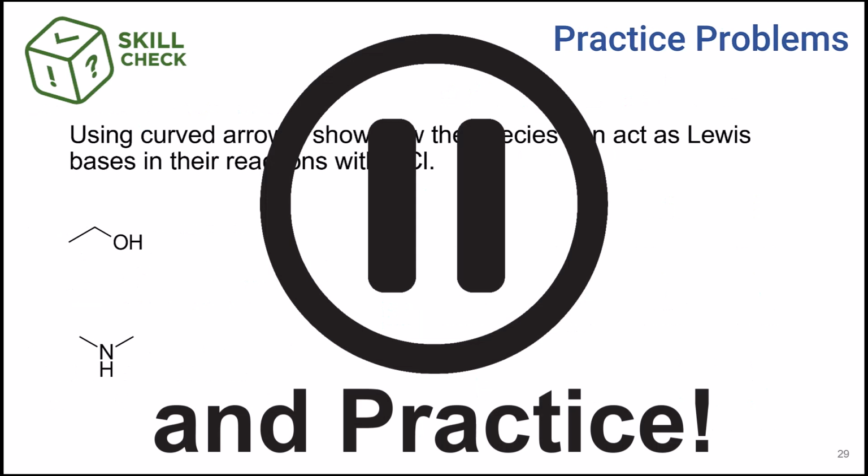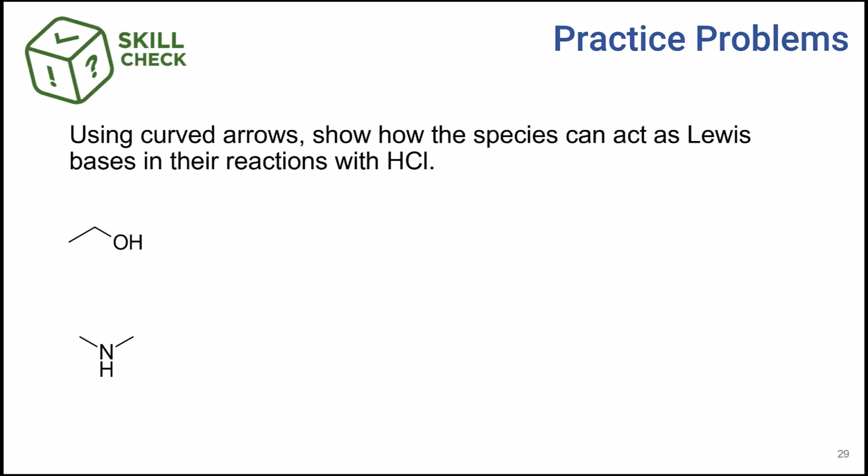So here, using the curved arrows, show how the species can act as a Lewis base in their reactions with HCl. So HCl is going to be acting as our Lewis acid, and the lone pair of electrons on oxygen is going to be the Lewis base. It's going to give its electrons to hydrogen, and we form an acid-base complex. And with dimethylamine, the HCl is acting as our Lewis acid. The lone pair electrons on nitrogen are acting as the Lewis base, donating the electrons. And then there's the acid-base complex.